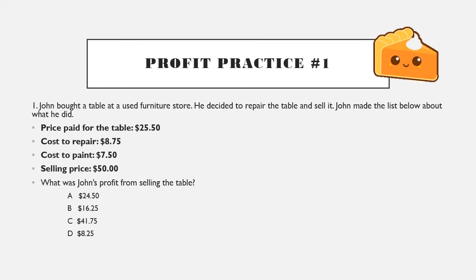Okay, so if we look at this, we paid for the table $25.50. The cost to repair was $8.75, and the cost to paint was $7.50. Then we sold the table, right? And we earned this money. Somebody paid John $50 for this table. So if we're thinking profit pie, that means profit equals income minus expenses.